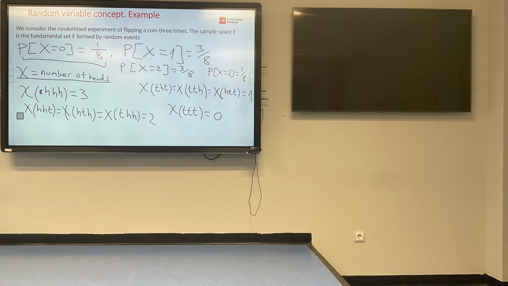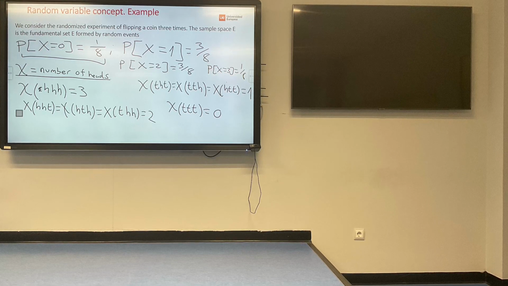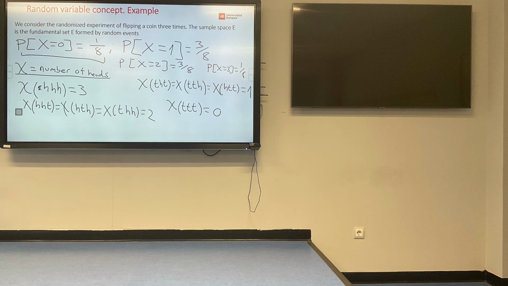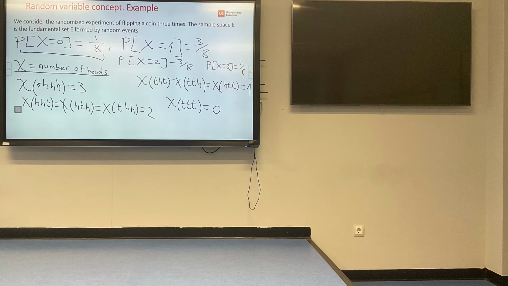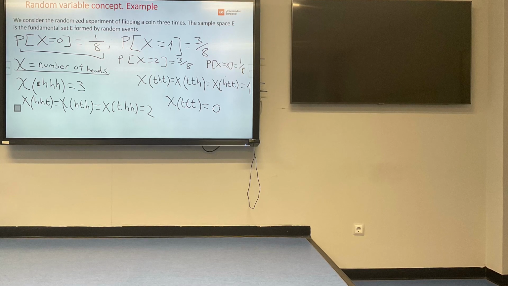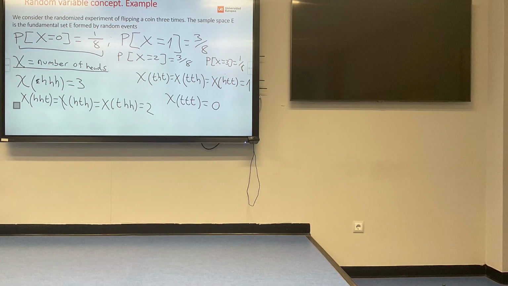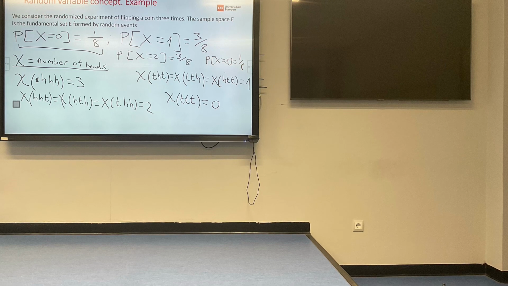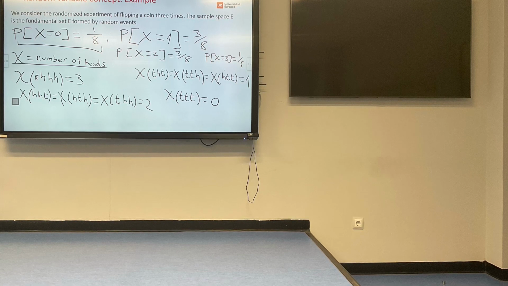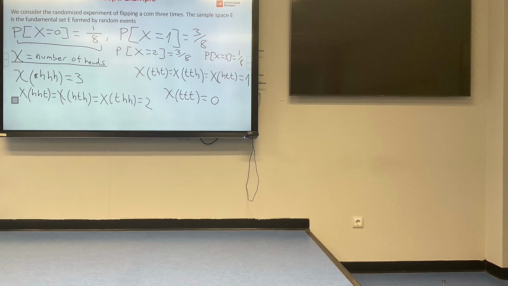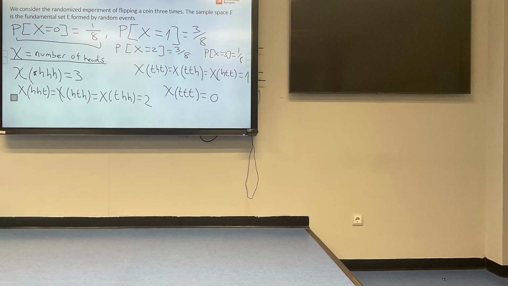Then, what is the probability distribution? We have obtained that the probability of getting 0 heads is 1 over 8. One head, 3 over 8. Then the probability that my random variable takes the value 0 is 1 over 8. Or 1 is 3 over 8.